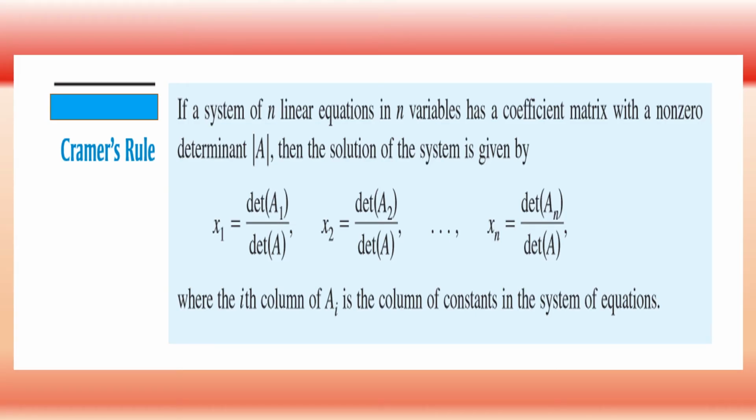So in general, if I have a system of n linear equations with n variables, then we can find the coefficient matrix, and the determinant of this coefficient matrix must not be equal to 0. That is, the system should be consistent. So x1 will be determinant of A1 by determinant of A, x2 will be determinant of A2 by determinant of A. In general, xn will be determinant of An divided by determinant of A.